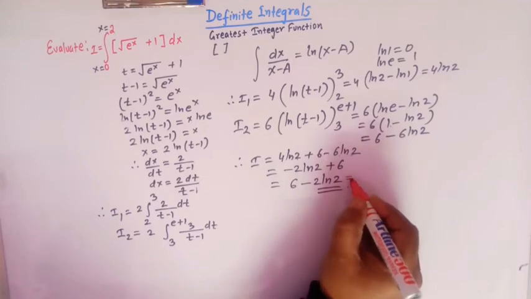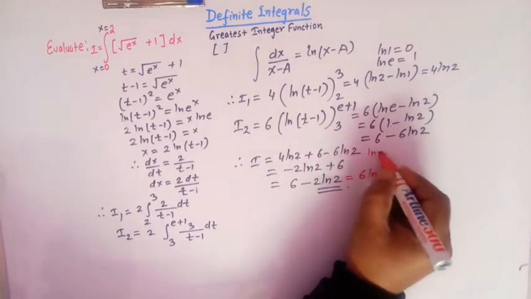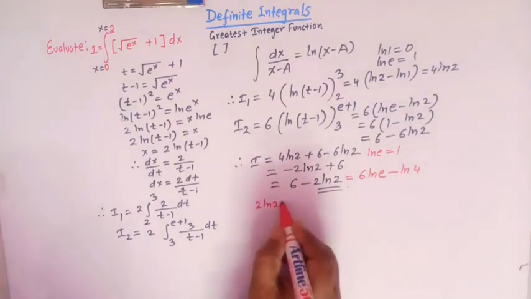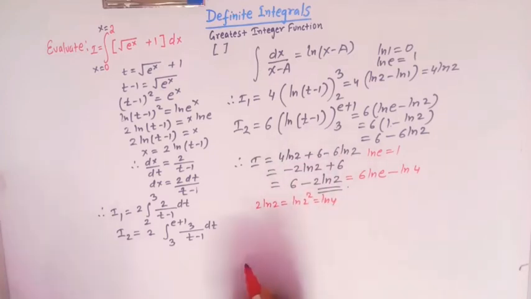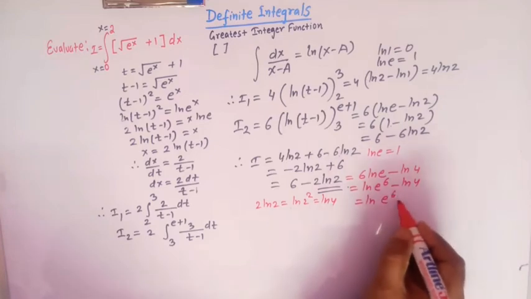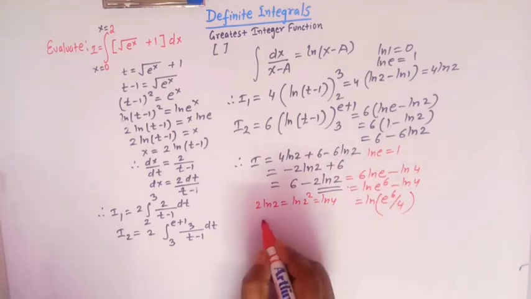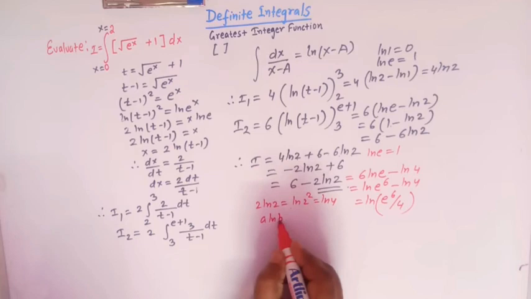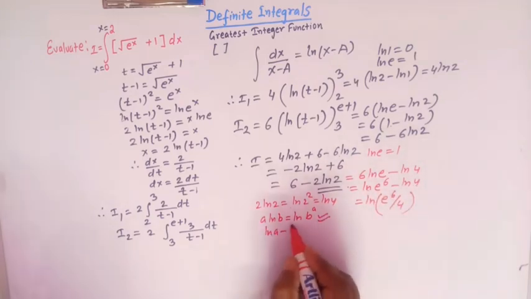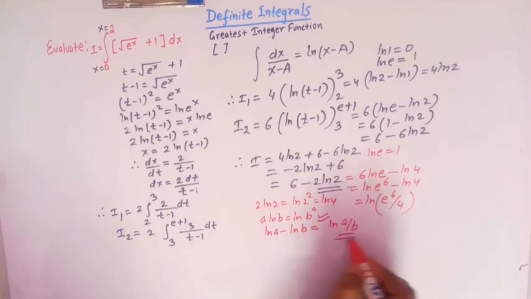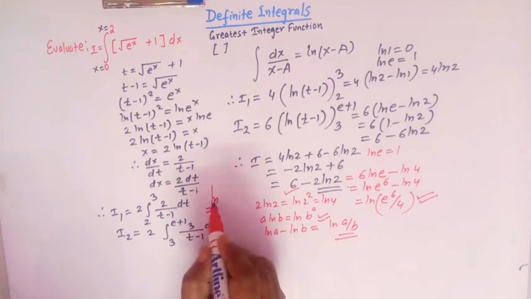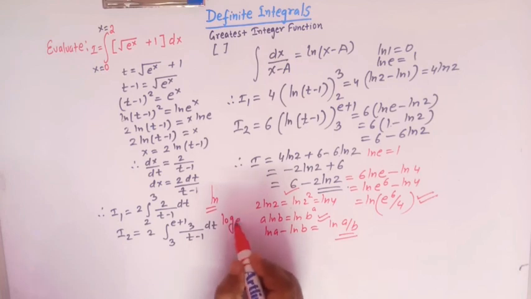Now here we can also express this result as 6 times log of e, because log of e is 1, and we have here minus log of 4, right? Because 2 log 2 is log of 2 square, that is log of 4, and here we can write log of e raised to 6 minus log of 4, and this is log of e raised to 6 over 4, right? Because here we have used the property of log, that is a log b is equal to log of b raised to a, and log of a minus log of b is equal to log a over b, right? So either we can use this expression or this expression. And here this symbol ln is the natural log, which is log to the base e, right?